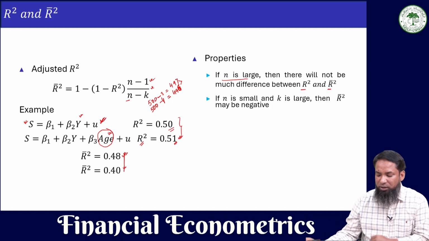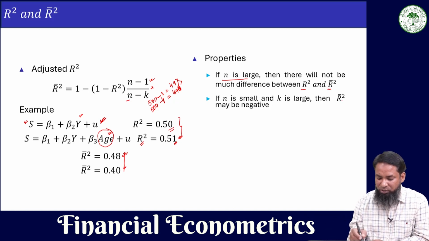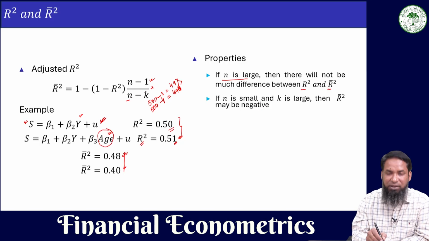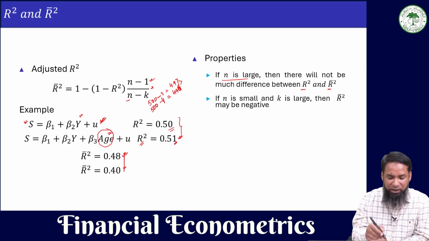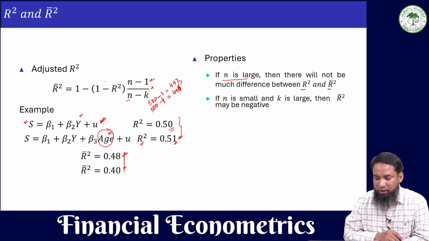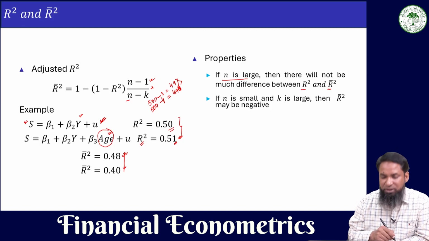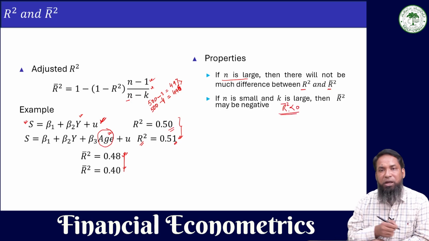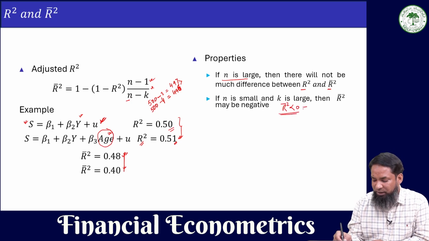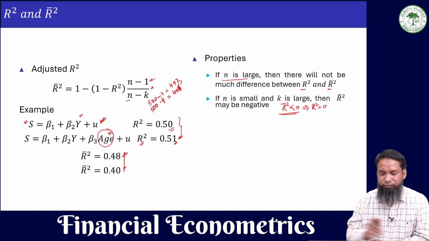However, if n is small and k is large, then this adjusted R square may be negative. Why? Because in n minus k, if the k is larger than n, then obviously it will be negative, and the overall term could be negative depending on whether this overall term is more than 1 or less than 1. Now, if the adjusted R square is negative, what does it mean? If it is negative, it does not have any sense. Then basically it implies that adjusted R square is equal to 0.